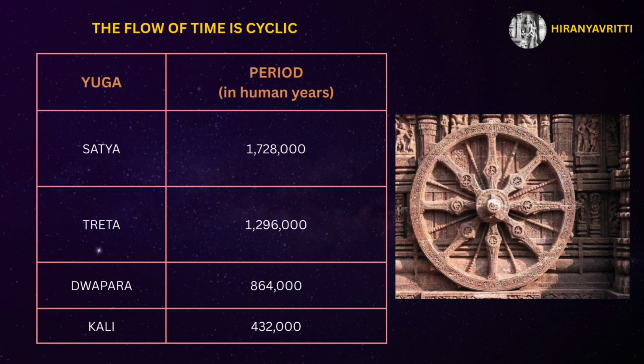Now let's get started with topic 1, that is a few well-known concepts of space and time in Hinduism. It is generally perceived that time flows linearly. However, according to Hinduism, time flows in cycles. According to Hindu cosmology, the universe goes through cycles of different phases known as creation, preservation, and dissolution.